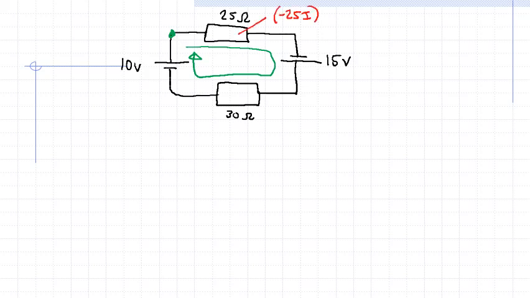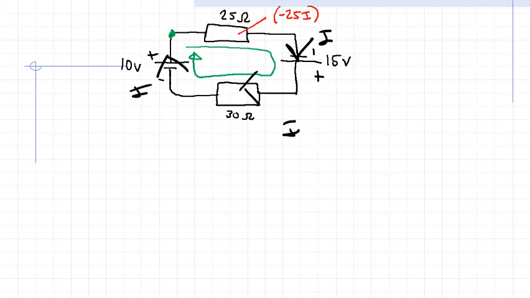Okay, so this is the negative terminal, this is the positive terminal, right? And then this is the negative, this is positive, so that's kind of easy. We know that the current's probably going to be going this way. Should be going this way, current going around.